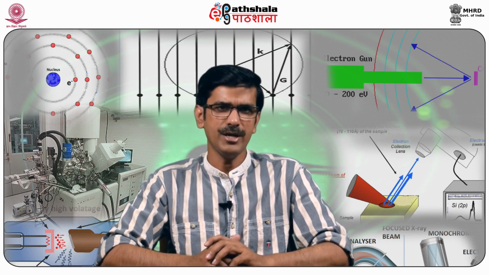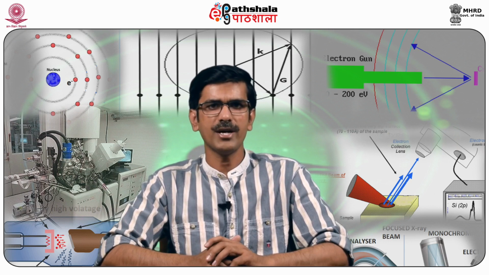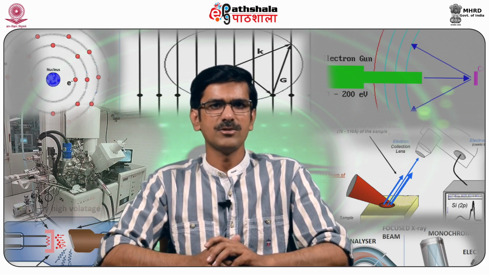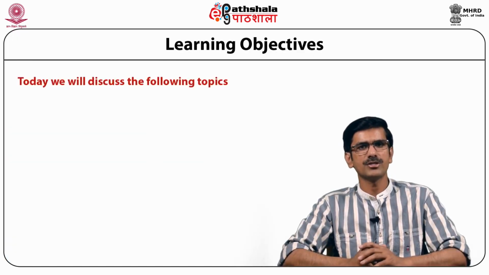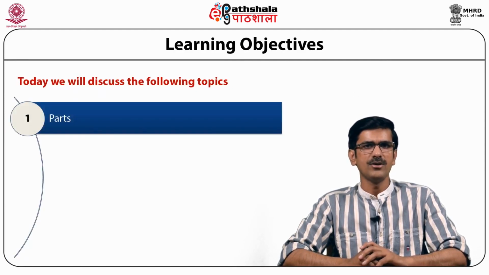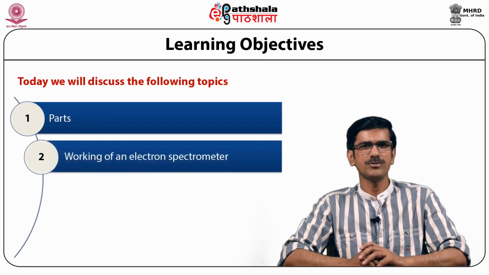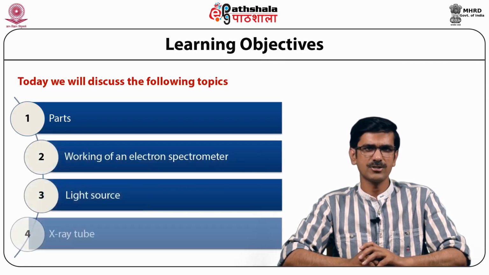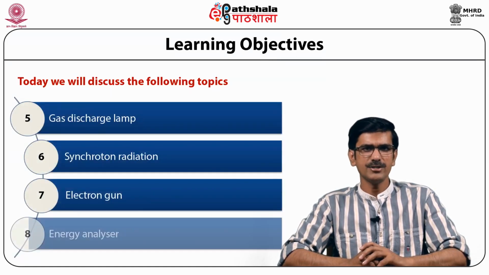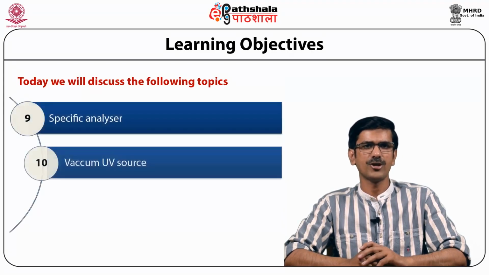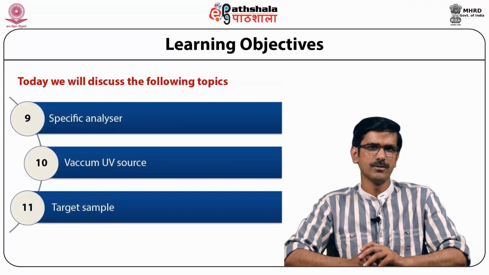To understand the construction of the PES instrument, choosing an appropriate analyzer for a given system is important, and when to use either XPS or UPS to study the system is also necessary. So today we are going to discuss the following topics. We will start from the parts, then we'll discuss the working of an electron spectrometer, we'll talk of light source, X-ray tube, gas discharge lamp, synchrotron radiation, electron gun, energy analyzer, specific analyzers, vacuum UV source and the target sample.